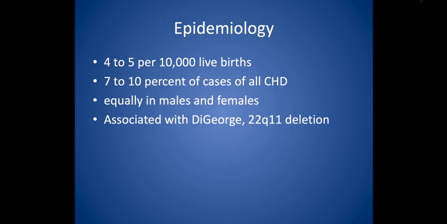When we look at the epidemiology, it's about 4 to 5 per 10,000 live births. It is a fairly common congenital heart disease, about 7 to 10% of all cases. It doesn't have a preference between genders, and genetically there is an association with DiGeorge. So if you do have an infant with the diagnosis of tetralogy, it would be important to do a genetic workup.